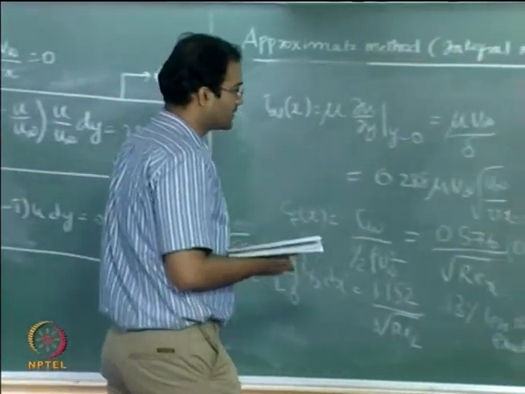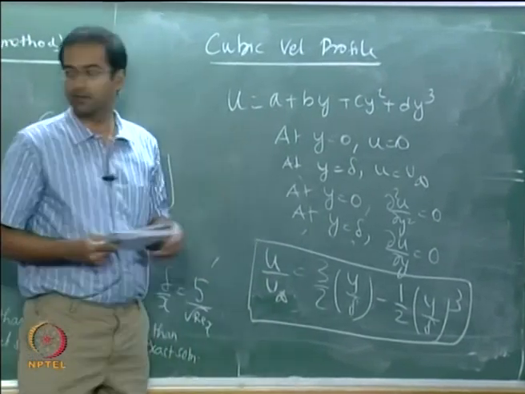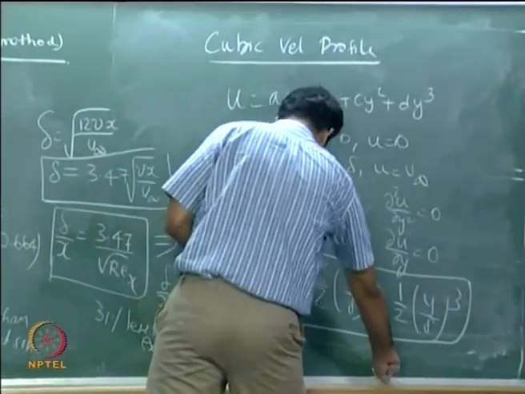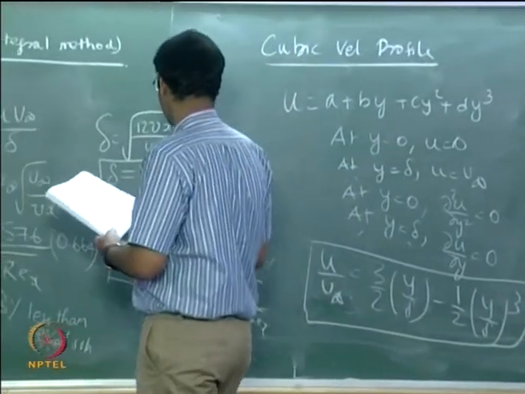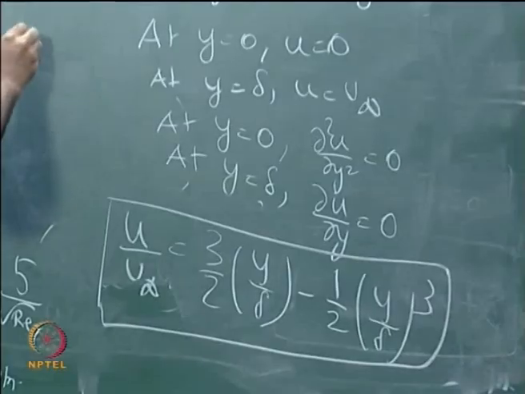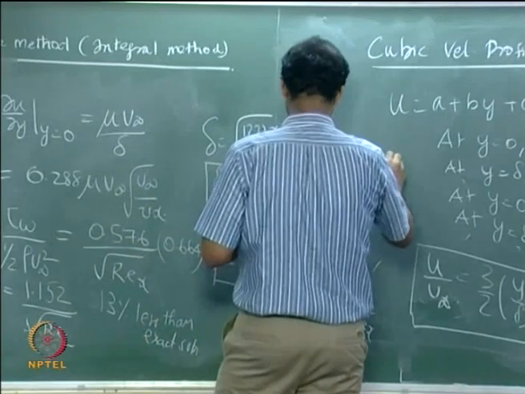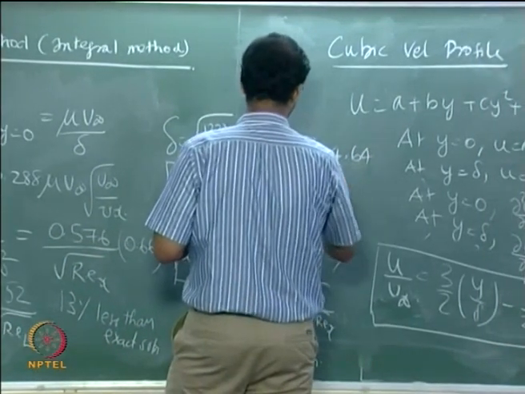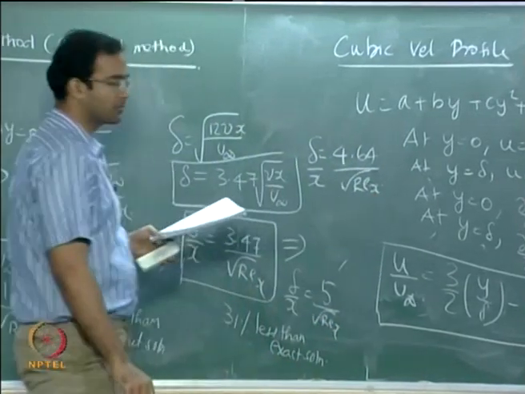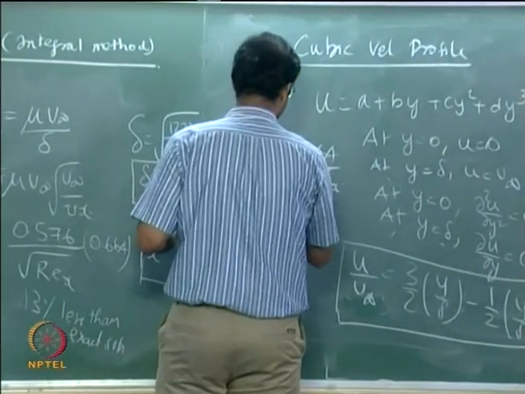Once you get this, and you substitute it the same way that we did the linear profile into the momentum equation, let us see what happens to the final expressions. The final expression for delta that comes out with the cubic profile will be 4.64, that is correct. Delta by x will be 4.64 by square root of Rex. So you can see a remarkable improvement. This is like 7% less than the exact solution.